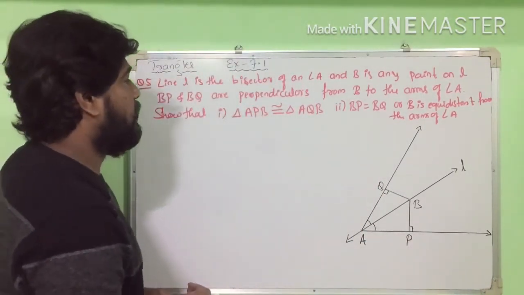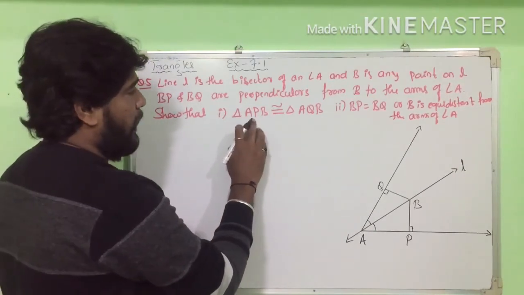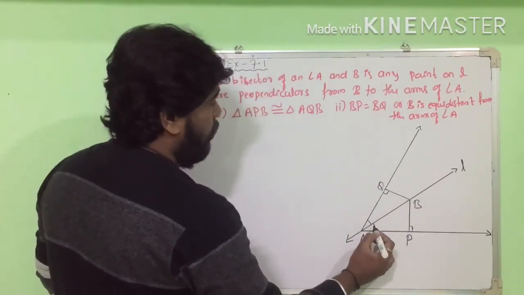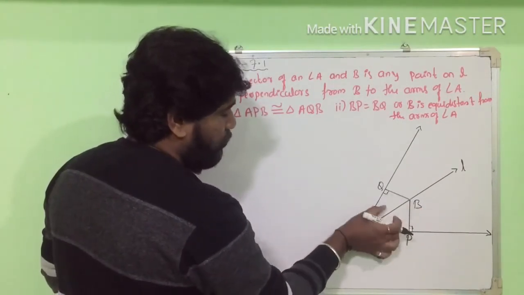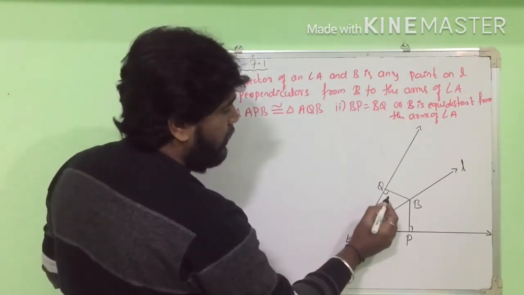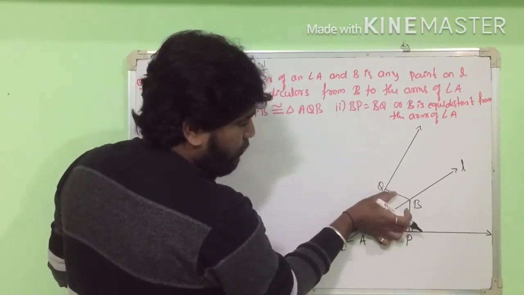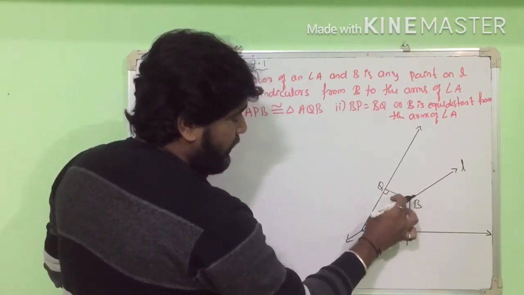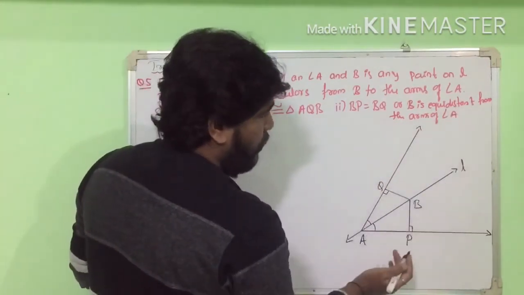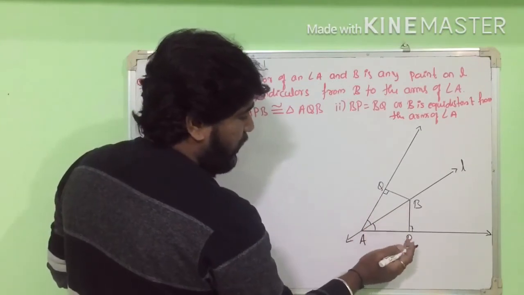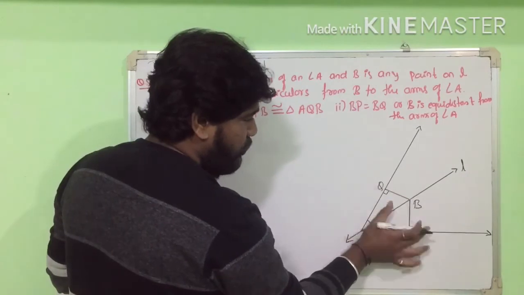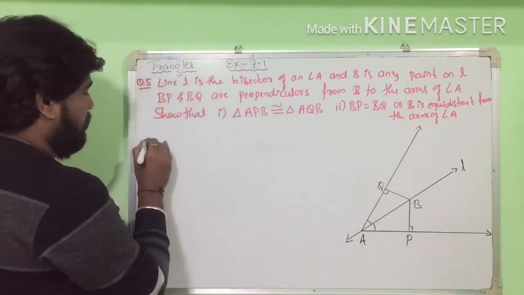So show that, first, the triangle APB is congruent to the triangle AQB. We want to show these two triangles are congruent to each other. And second, they asked BP is equal to BQ. We want to show these two lines are equal, or B is equidistant from the arms of angle A. We want to show it. B is equidistant from these two arms, right? So let me solve here.